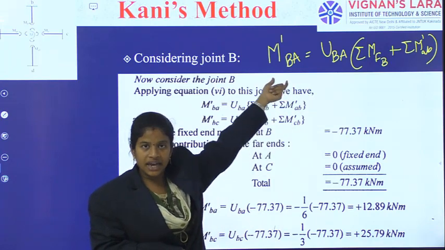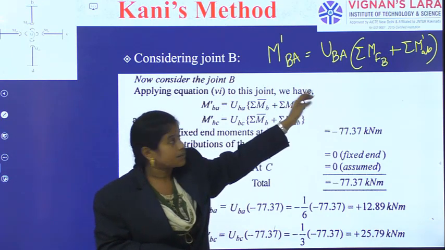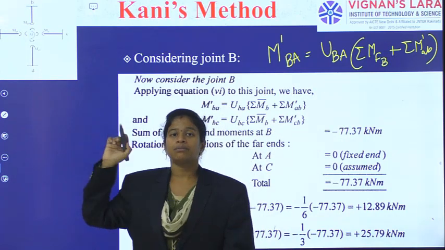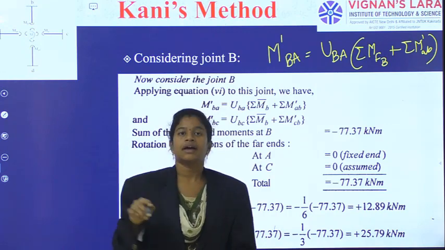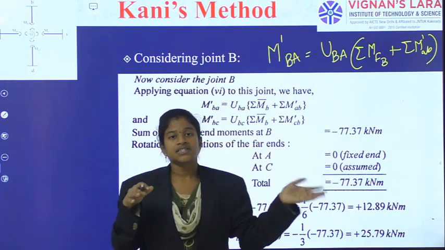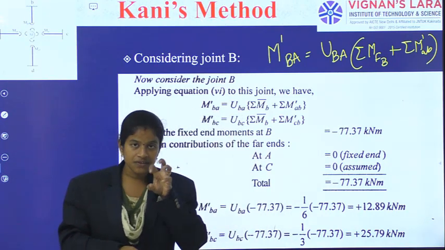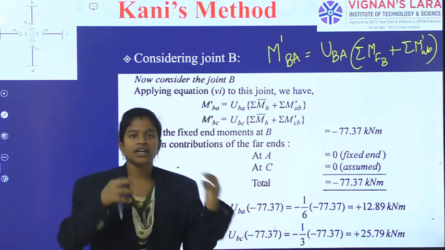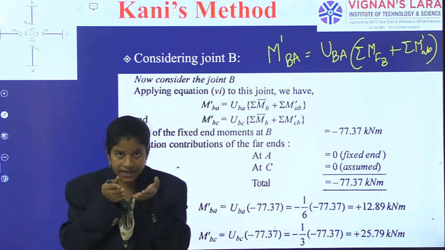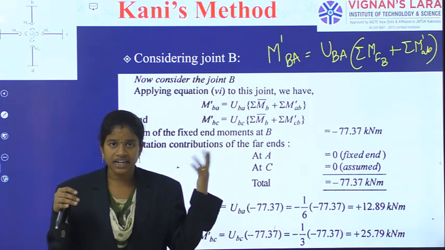Okay. So M dash BA is there. That's why UBA into sigma, so UBA into sigma MFB, because I am observing joint B. So the summation of the fixed moments at the joint B plus the rotation contributions of A towards B, C towards B. Like that we will add up. Okay. So the original fixed moments and the corresponding rotation contributions, how much is coming to B, how much quantity is coming to B, that much quantity in the response will come and be given as the contribution factors.